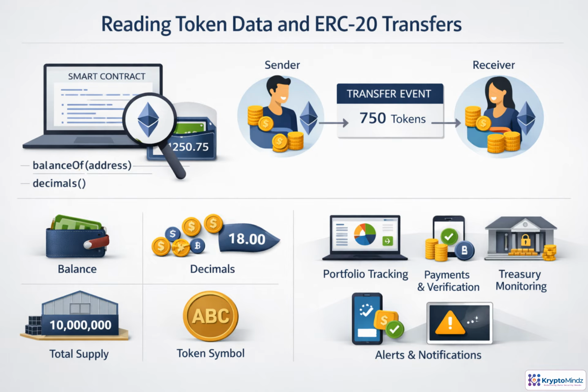ERC20 token data works differently from native coin balances because it lives inside the token contract. An agent reads current state with calls like balanceOf, decimals, symbol, and totalSupply. The raw numbers are not automatically human-friendly, so decimals tells you how to scale them. Transfers follow a separate path. They are tracked from Transfer event logs showing sender, receiver, and amount. Combining state reads and events lets agents build portfolios, verify payments, monitor treasuries, and trigger alerts.